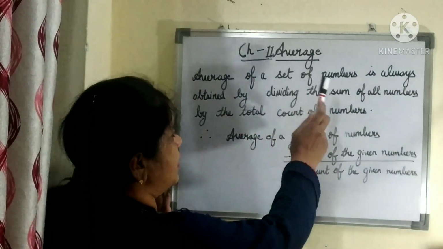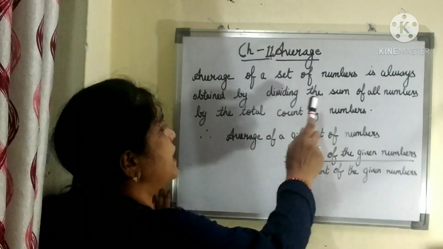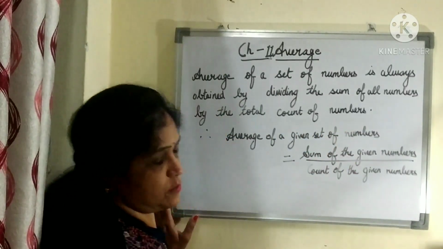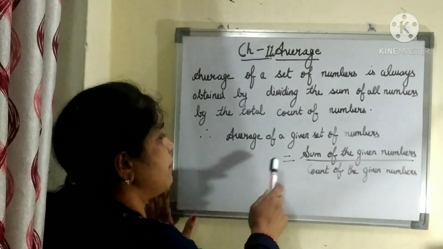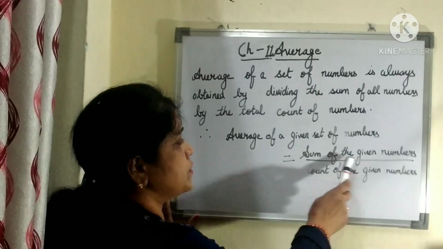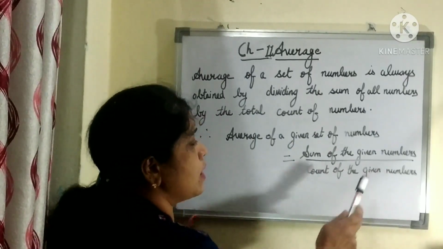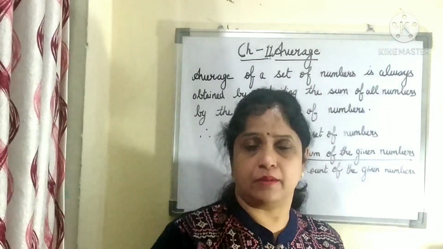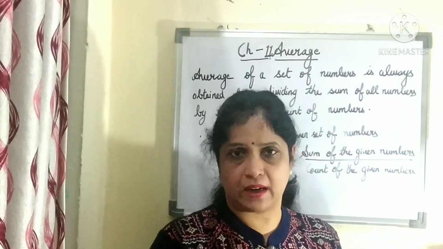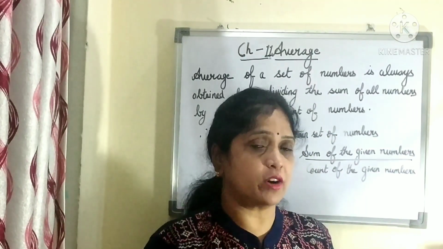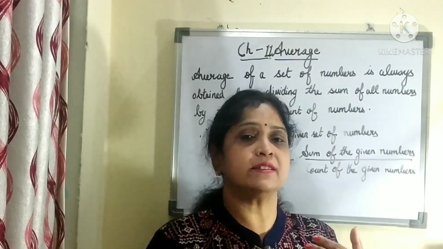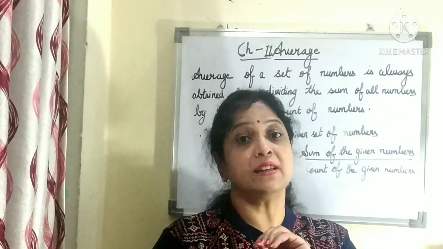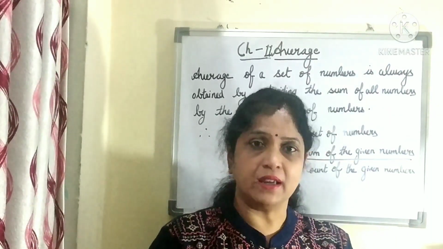Average of a set of numbers is always obtained by dividing the sum of all numbers by the total count of the numbers. What is the formula for finding average? Average of a given set of numbers is equal to the sum of the given numbers divided by the count of the given numbers. So how will I find average? I will add the marks of all the students of my class, that is 60 students, and by what will I divide? Total number of students, that is 60. When I divide, I will get the average marks of maths in the half-yearly examination of my class.